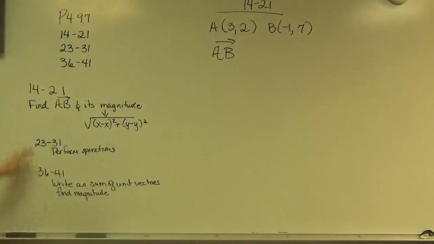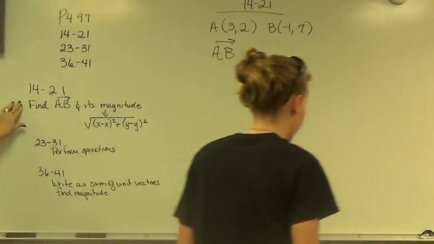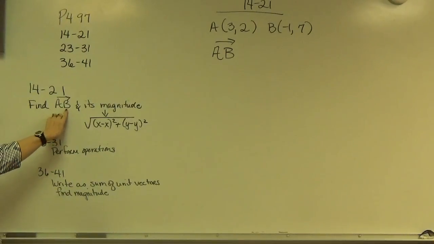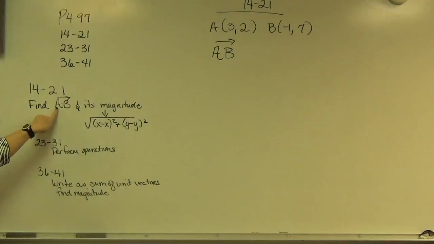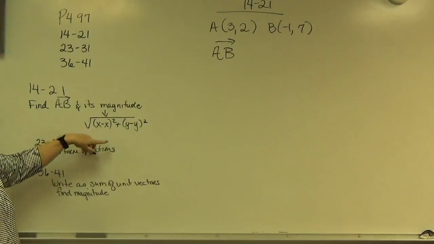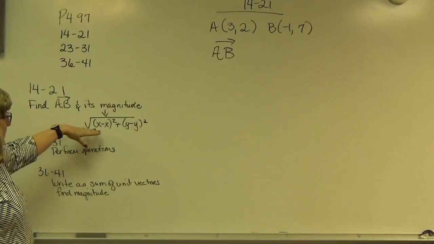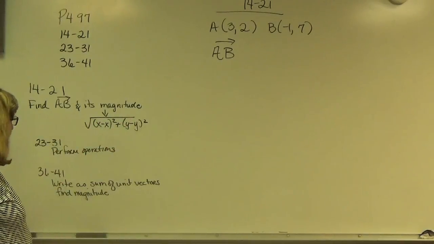So first thing, 14 through 21, you're going to be finding vector AB. And the key thing to remember on that one, it is always the second subtract the first one. Whichever is the second letter is the one you think of first, and you subtract the first value from it. To find magnitude, magnitude is just your distance formula, which some of you recognize that. X minus x squared plus y minus y squared.